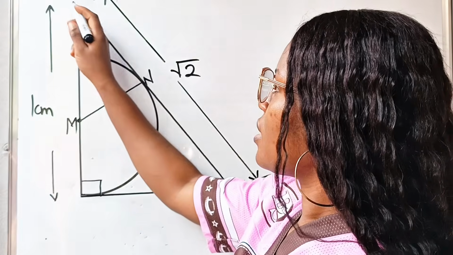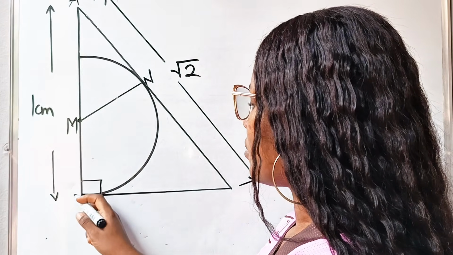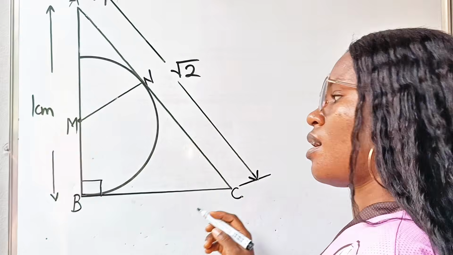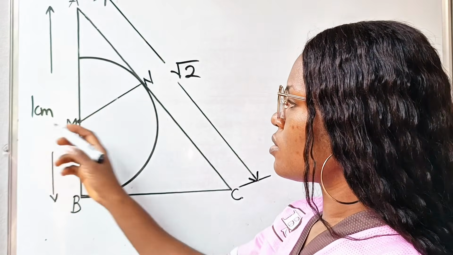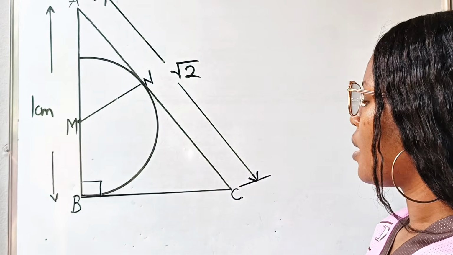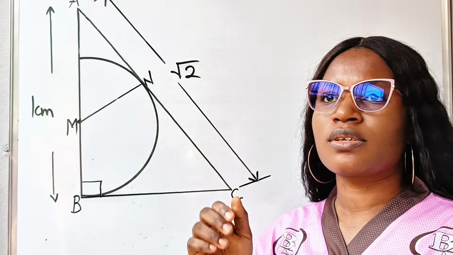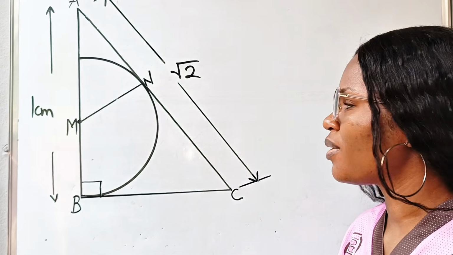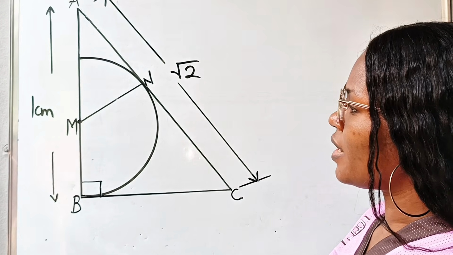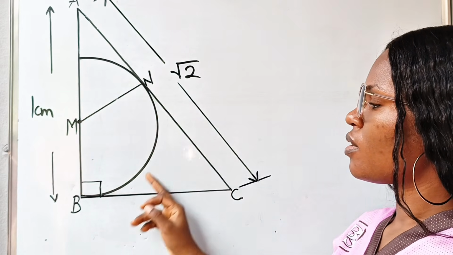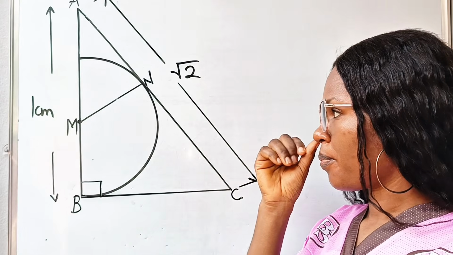Let's name this, for clarity's sake, A, B, and C. And AB is 1 cm and AC is √2 centimeters. Now, the question says we should find MN, which is the radius of the semicircle.